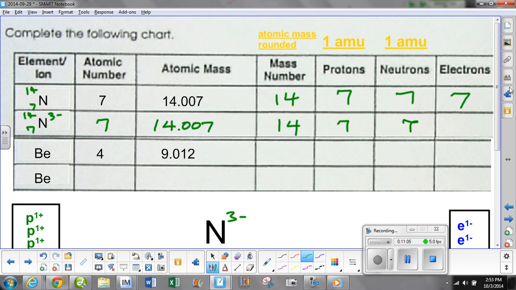Neutrons do not change unless you have an isotope, which you'll be reading about in your text this weekend. Okay? How about electrons? Did they change? Oh, yeah. What's the new number of electrons? 10.